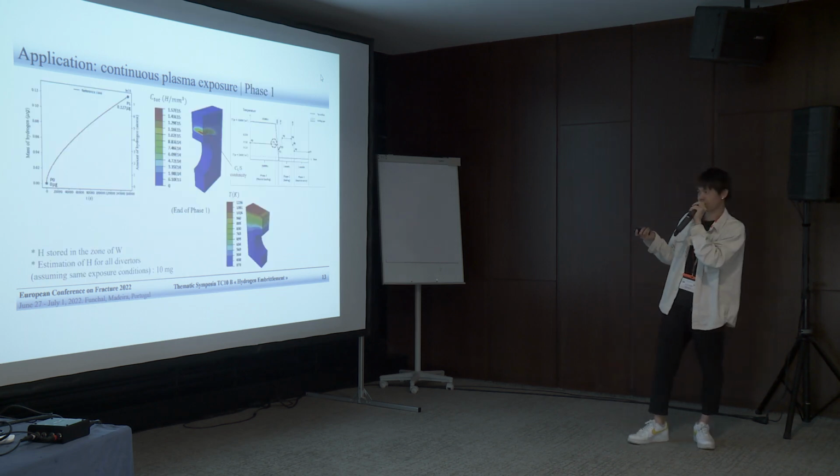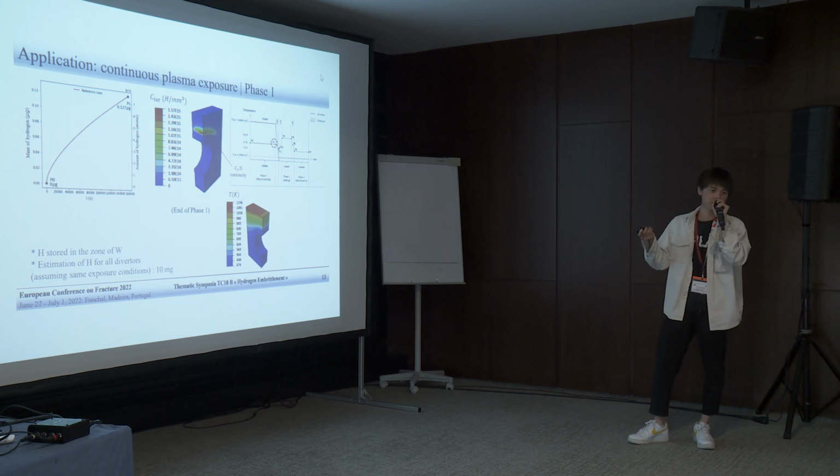Here represents some results. We can see that the hydrogen accumulated with time during phase one and is stored mainly in the zone of tungsten. And the temperature field is listed here. We have also done a simulation of hydrogen retention for all divertors in the tokamak, which was around 10 micrograms.